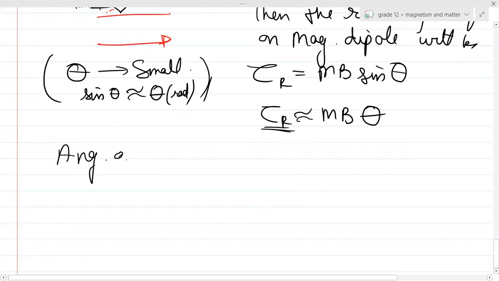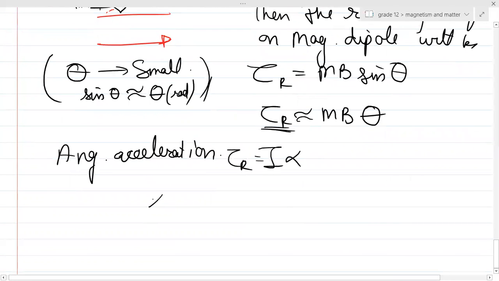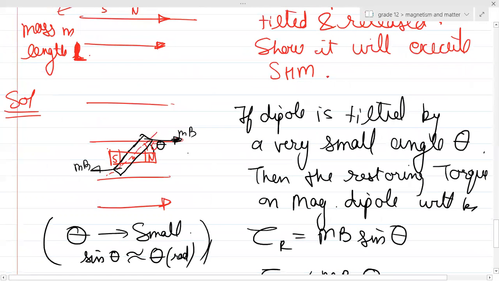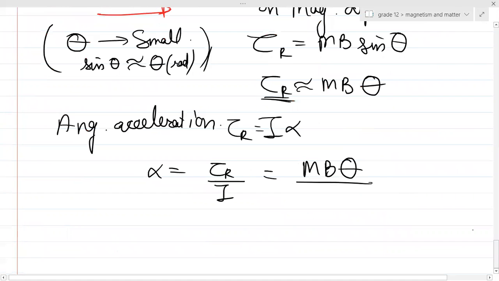Now this torque will provide a certain angular acceleration. So torque will be equal to I into alpha. Yes or no? So from here, alpha will be equal to torque divided by moment of inertia. Torque is mB theta, and what is the moment of inertia? Can you see this is in the shape of a rod, and this rod is trying to rotate about its center. So what is the moment of inertia of a rod about its center?